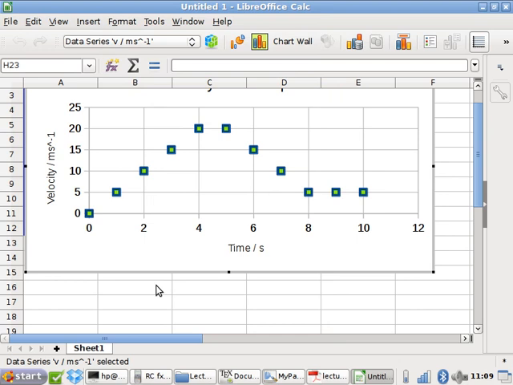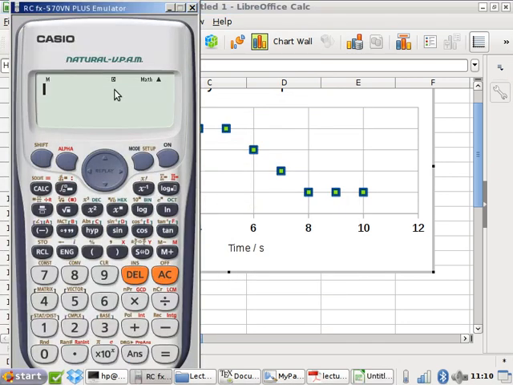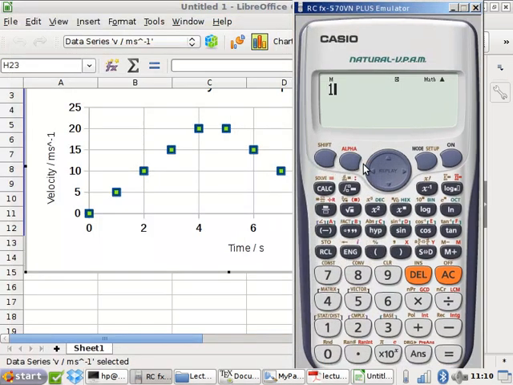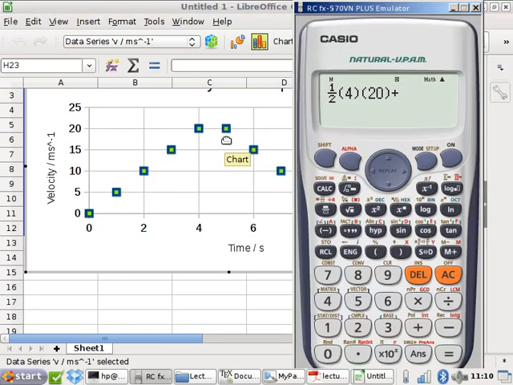Okay, so the first thing is, let's get the distance. So to get the distance, I need to get the area. To get the area, I need to see what shapes I have. So the first shape here is just a big triangle. So let's actually just put this on the calculator as we go along. Okay, so that's a half the base, which is 4, and the height, which is 20. Plus. Okay, what's the next shape here? It's a rectangle. And how big is the base? 1. And the height is 20.